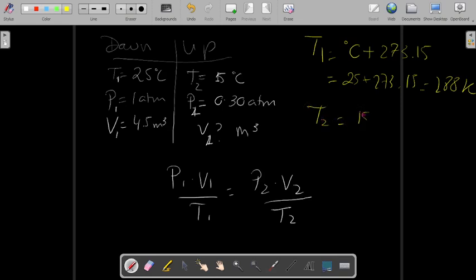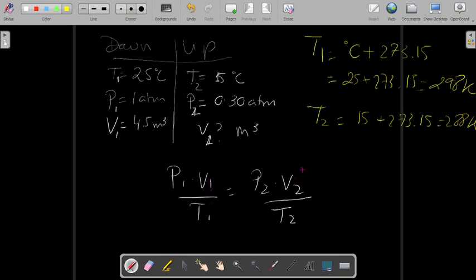So 15 plus 273.15 equals, let's see, I confused the numbers here. Let me change these. I didn't add it correctly because I'm copying these, but I copied it wrong. So the first one was 298 and the second one is 288 kelvins. So now we have the units that we need.